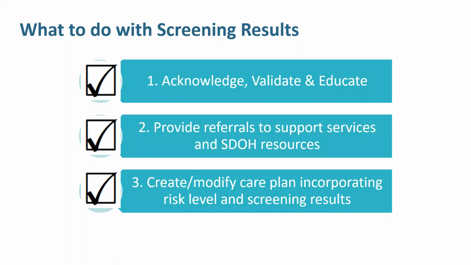So we want to make sure that we're acknowledging, validating, and educating with everyone, right? Education is so important and can be an intervention in itself. Preventive as well, right? We're going to provide referrals and support services and resources around social determinants of health that make sense and that are needed. And then creating and modifying a care plan, incorporating the risk level and screening results, right? Next slide, please.